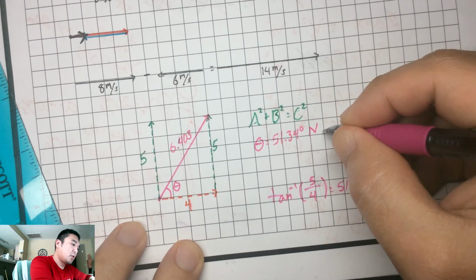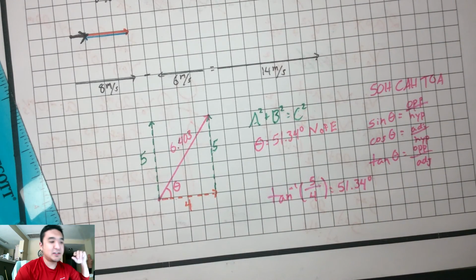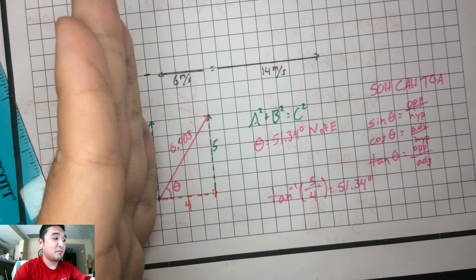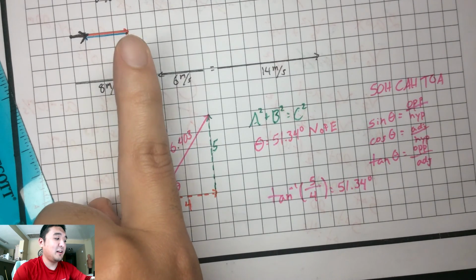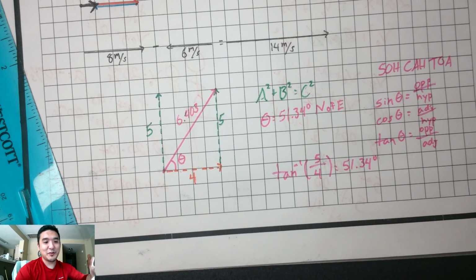But we're going to be a little bit more specific, and we're going to say this is 51.34 degrees north of east. And the reason why I say that is because if we just say 51.34 degrees, there are many 51.34 degrees that we can talk about. 51.34 degrees from the north to the east, which would be this angle up here. Could be west of north, which is like this angle over here. So you want to be really specific.